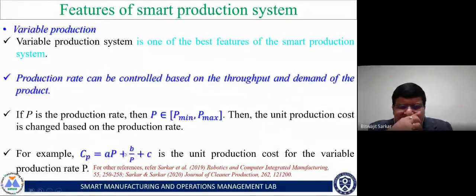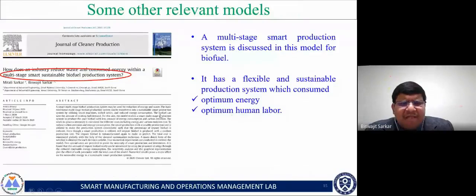So this A is just the tool die cost and B is the development cost, and this C is generally for the raw material cost. Now think about that, if this B by P, whatever I said, if you think that this development cost depends on something, like machine features, then that cost also we can take as a variable. So that is the content for the modeling side of smart production system.